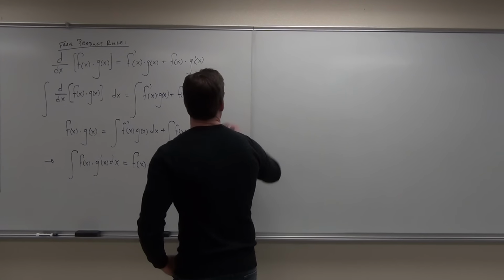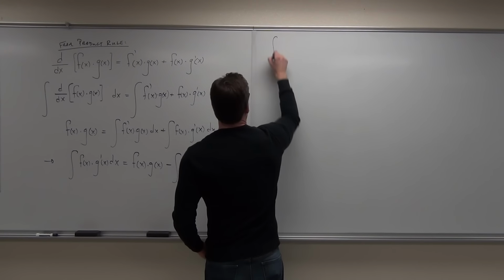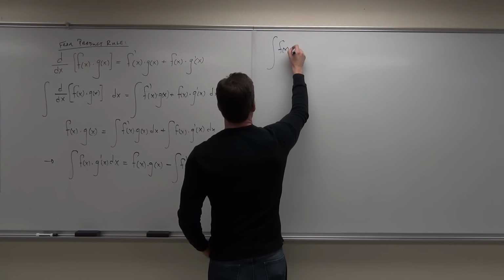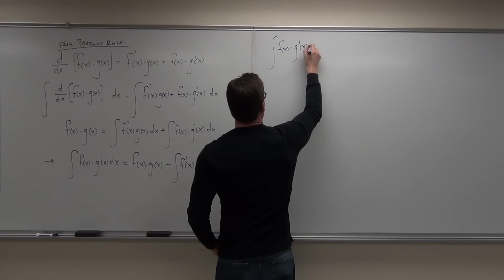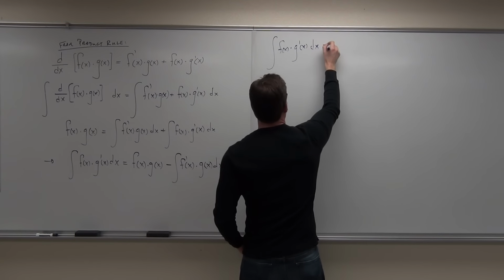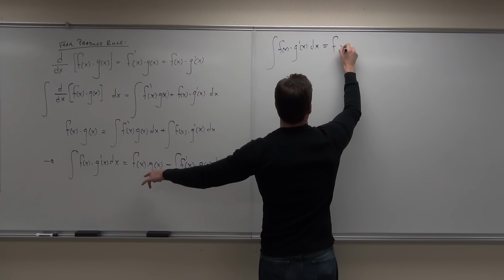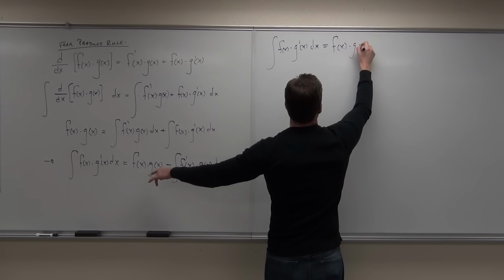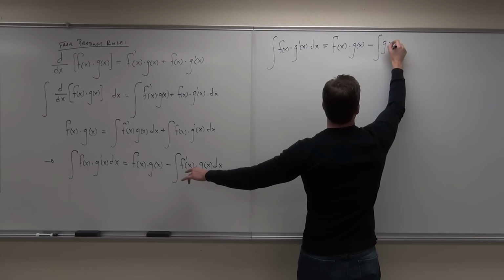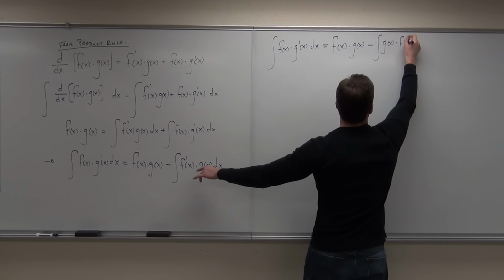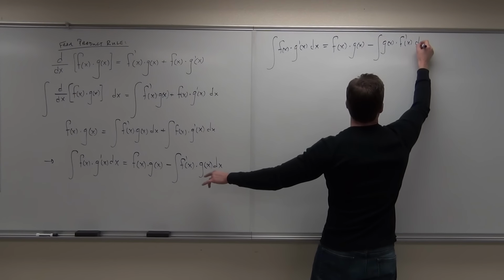Okay, so integral of f of x times g prime of x dx equals, let's see, f of x, got that, times g of x, no problem, minus integral of g of x times f prime of x dx.